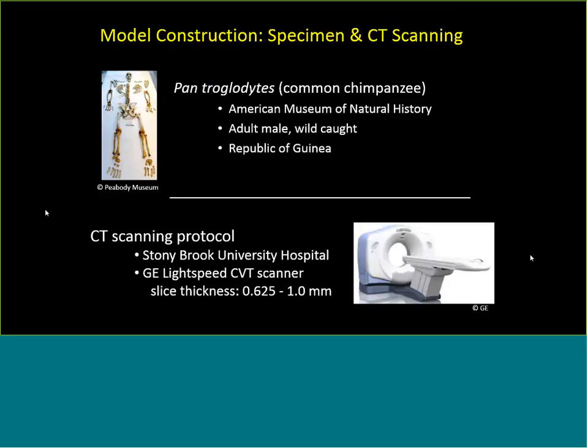musculoskeletal model. So we began by obtaining a complete skeleton of an adult chimpanzee from the American Museum of Natural History in New York City. And the entire skeleton was CT scanned at the Stony Brook University Hospital, where a number of my colleagues on this work are. And because of our interest in bipedalism, we've initially focused on the pelvis and hind limb, but we do have scans of the entire skeleton, so eventually we will be able to develop a four-limb model and then eventually a whole body model for future work.